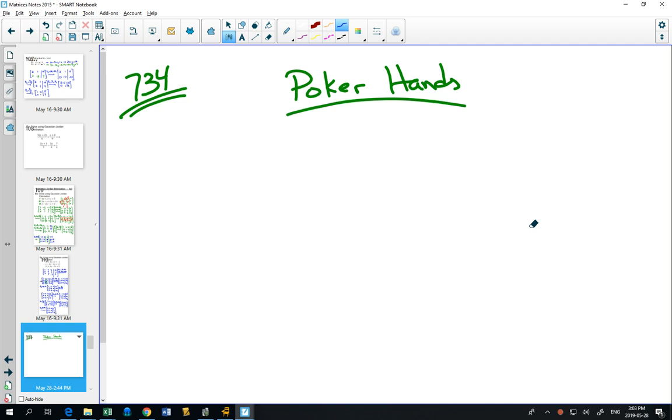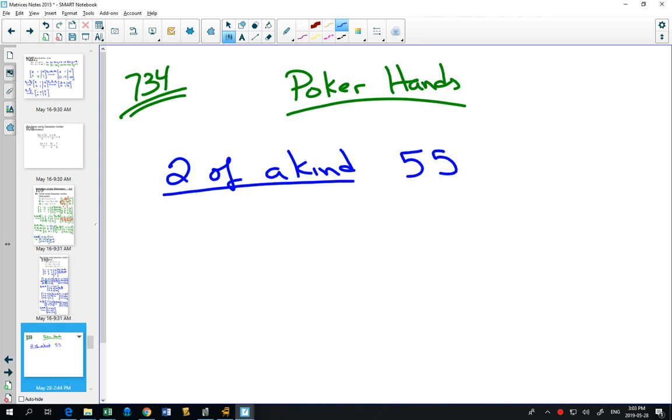So in poker, there are different hands. A very common hand that's not worth a lot is called two of a kind. And two of a kind looks like this. You could have 2 5s and then 3 other numbers, and the 3 other numbers have to be different. So I'm going to say this out first, and then we'll write it out after we have an example.